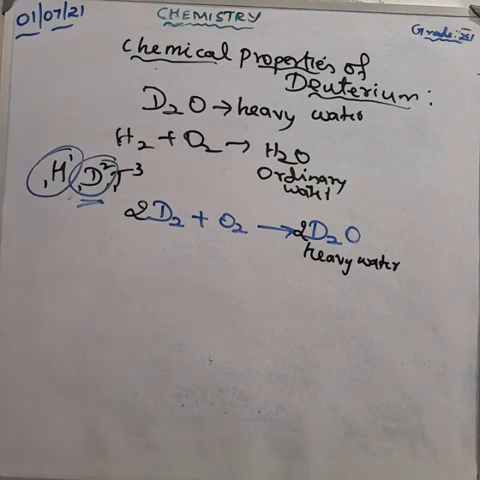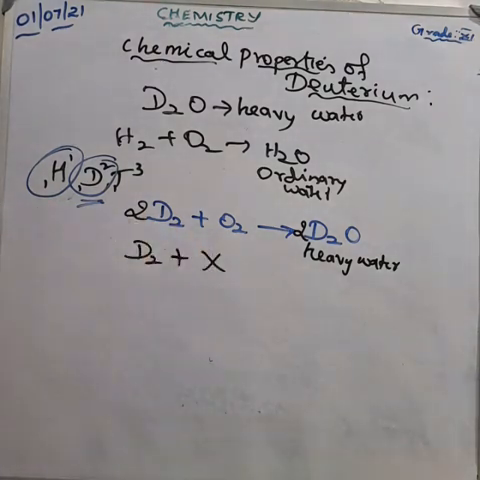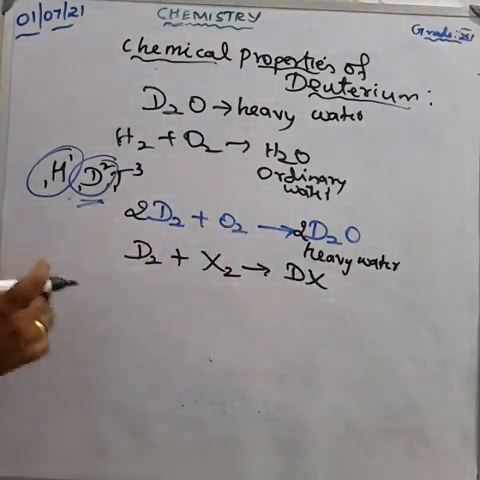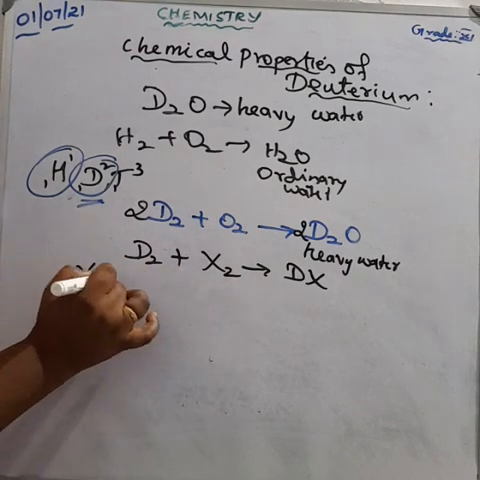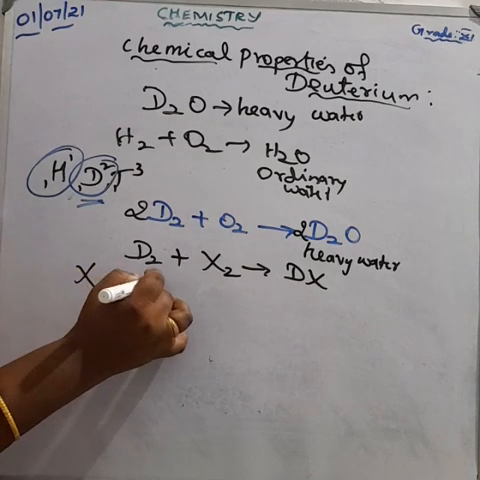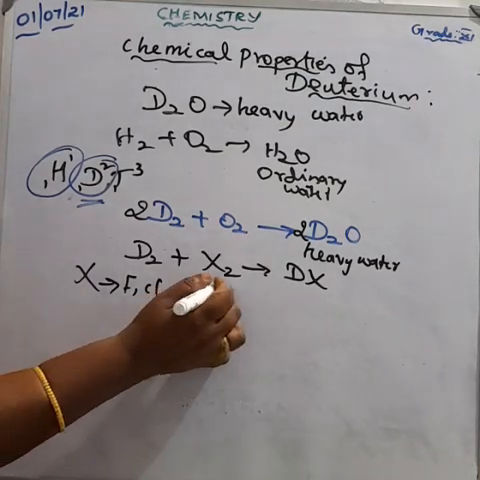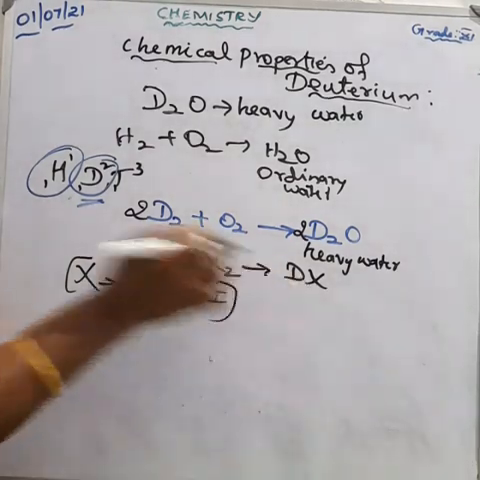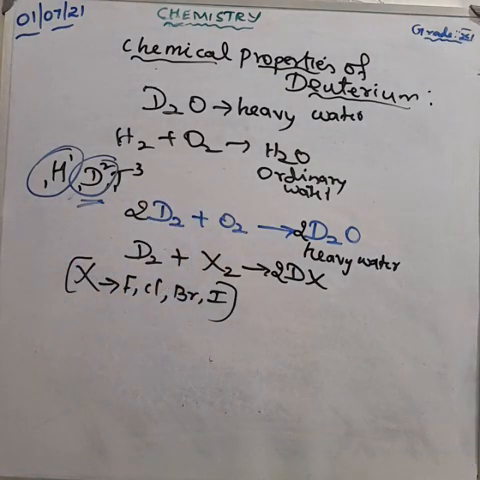Like the hydrogen atom, deuterium also combines with halogens to form deuterium halides. D2 combines with halogens, that is X2, where X represents the halogens. What are the halogens? X is equal to fluorine, chlorine, bromine, iodine. When the deuterium atom combines with the halogens, it forms deuterium halide, DX. This is the chemical property of deuterium.